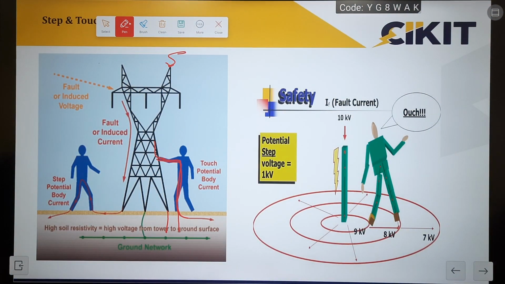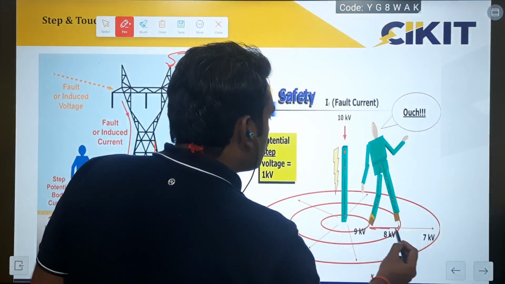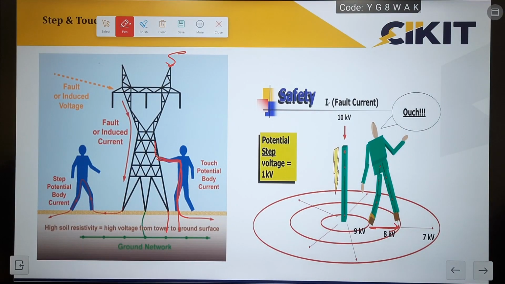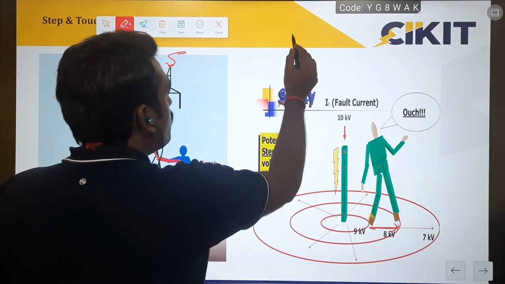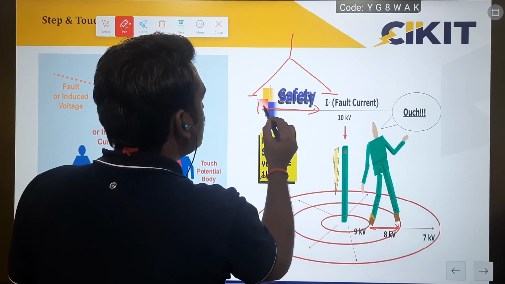For the touch potential to cause harm to our body, there has to be a physical contact. But if you take the second one, that is step potential, there is no need for physical contact itself. Even if I am standing a little away from the location of the fault, I may still feel this electrocution if my two legs are far apart. One example is if any transmission line falls on the ground and we run or walk, then the distance between the two feet will be higher. So because of this, the potential difference also will be higher.